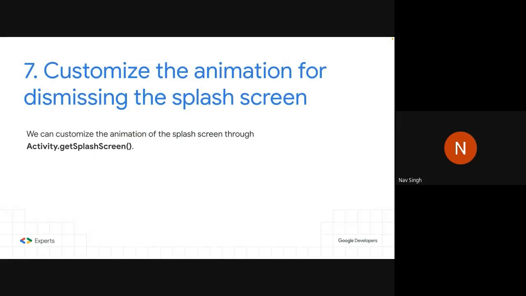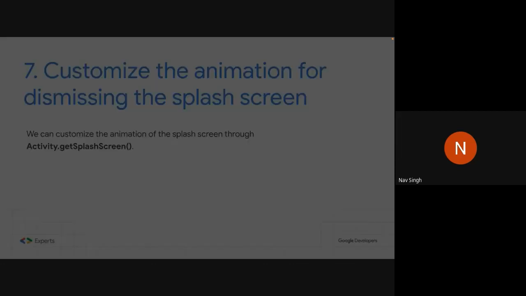The next property is customizing the exit animation. If you want to stay longer on that screen, there might be a possibility that your designers, or if you are working as a freelancer, you want to do some cool things when the splash screen goes away, like writing some custom animation. So there is a way we can do that. In the activity, we now get a new method called getSplashScreen, and on that, you can customize the exit animation.